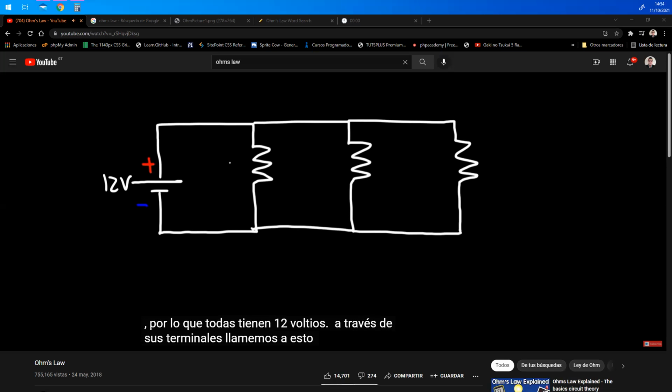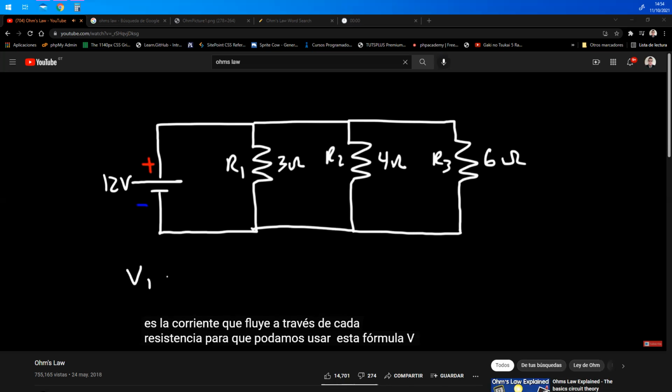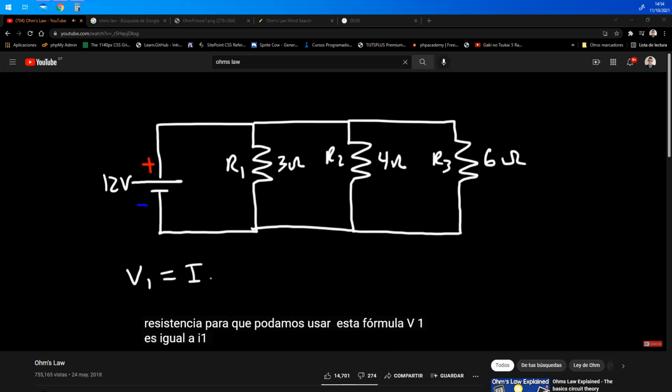So let's call this R1, R2, and R3. And so let's say that R1 has a value of 3 ohms, and R2 is going to be 4 ohms, and R3 is going to be 6 ohms. What is the current flowing through each resistor? So we can use this formula. V1 is equal to I1 times R1.